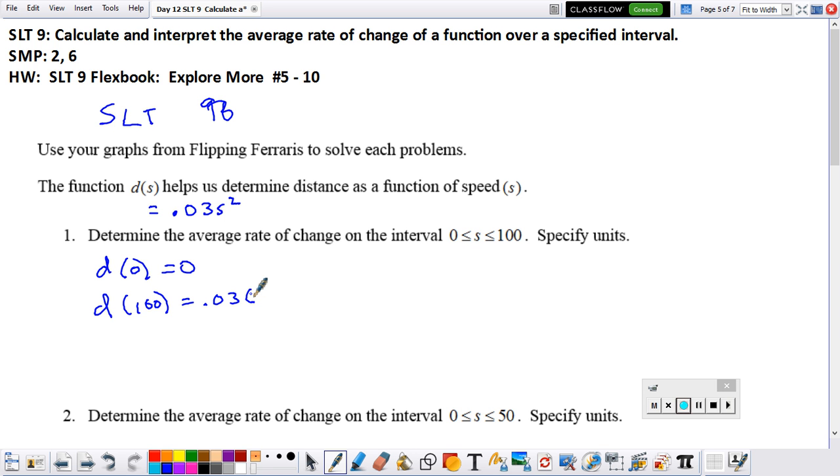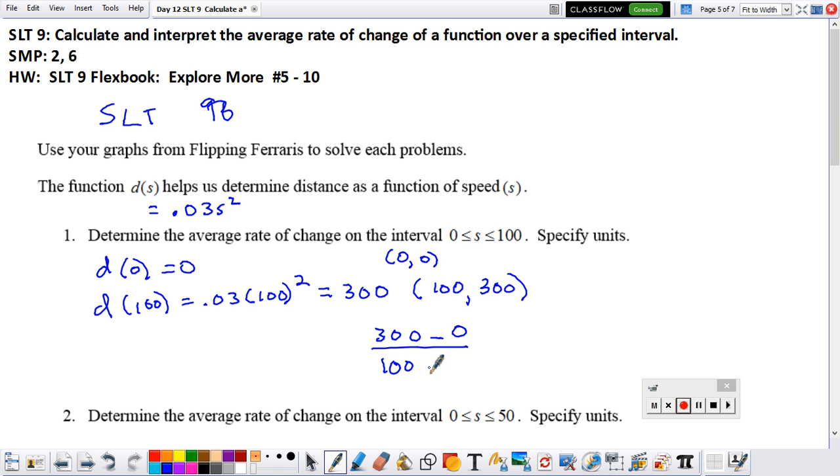Grab your calculator because that's just a lot. I mean, you could probably do that one, but then it's going to get a little painful. And we find out that that is 300. So, to calculate the average rate of change, we really have two ordered pairs here. We have 0, 0 and 100, 300. So y2 minus y1 over x2 minus x1 is just going to give us 3.